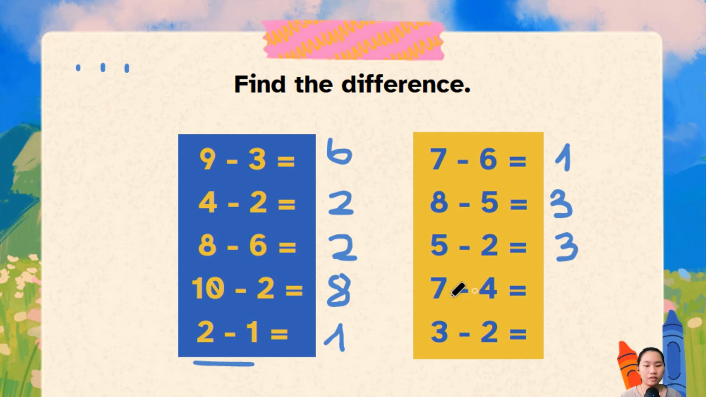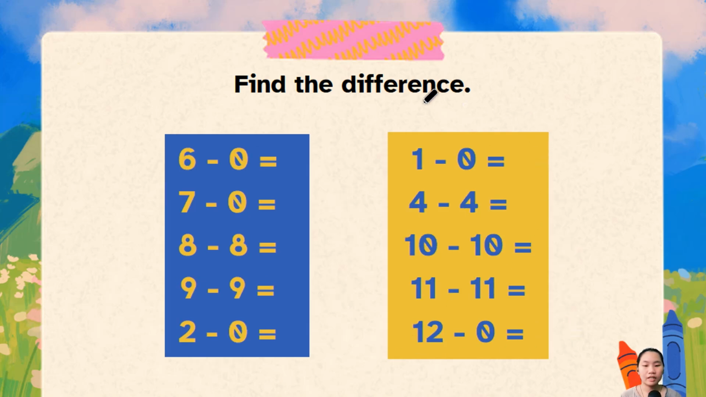Now, let's work off these two. 7 minus 4 is 3. Now, what is 4 plus 3? It is 7. This is another easy one. 3 minus 2 is 1. All right? Now, let's move on to what we've learned previously. Now, that was just a warm-up. This is the focus of our lesson.